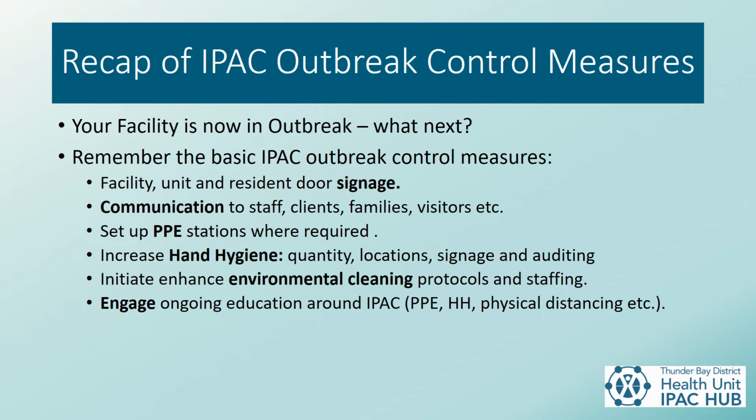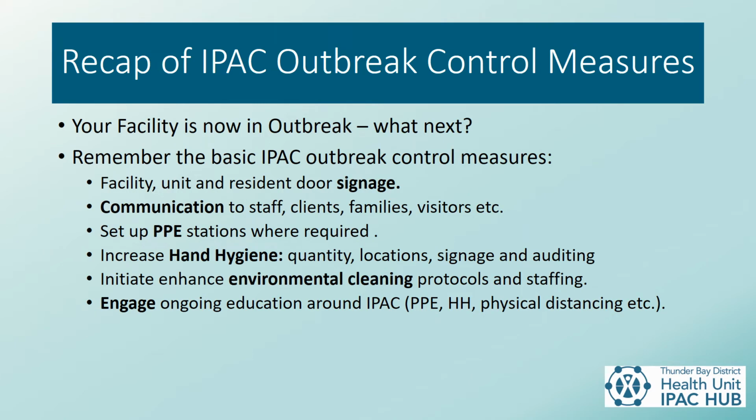Okay, so a recap of IPAC outbreak control measures that we learned about in the first module. So you're in a respiratory outbreak. What's next? So remember those basic IPAC outbreak control measures. So the facility, the unit, and the resident areas need door signage. So that indicates to anyone coming into that facility that an outbreak exists and provides them information regarding that. That clear communication to staff, clients, families, and visitors so they know what's going on, they know what to expect, ideally before they show up.